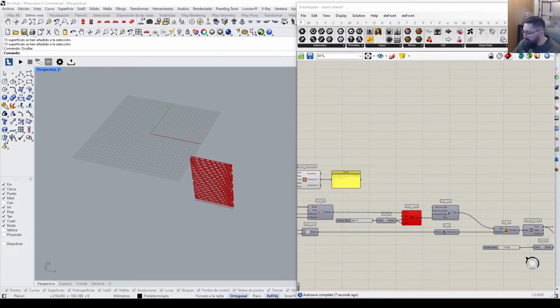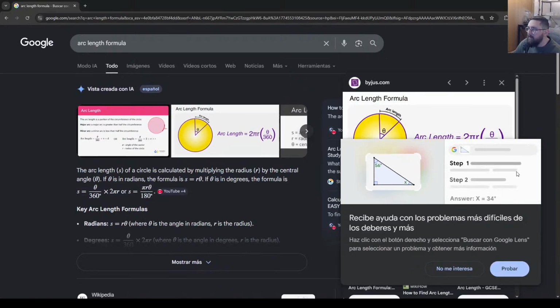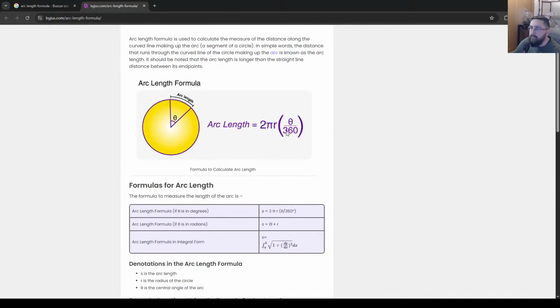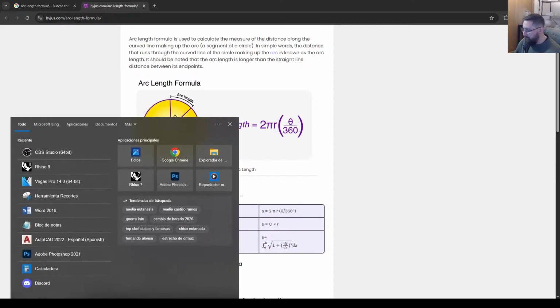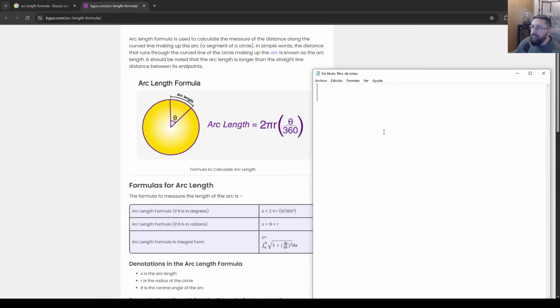Arc length formula. Let's see what the formula is. Okay, it's this thing here. Arc length equals 2 pi r. Okay, so what does that mean? We have the length, so we're trying to calculate r. So r equals length divided by 2 pi. R. So r.